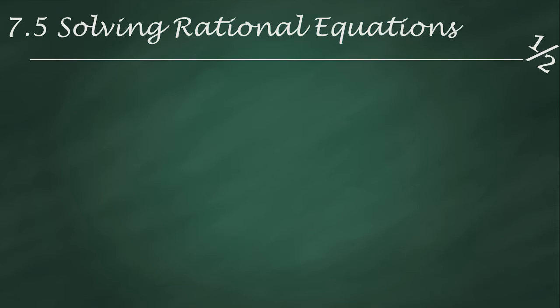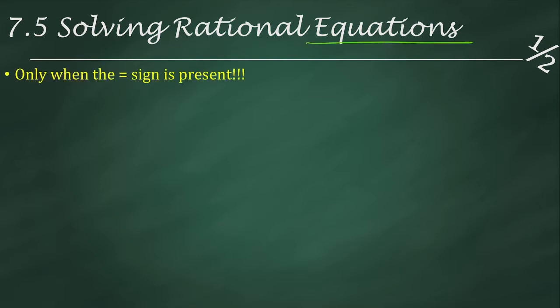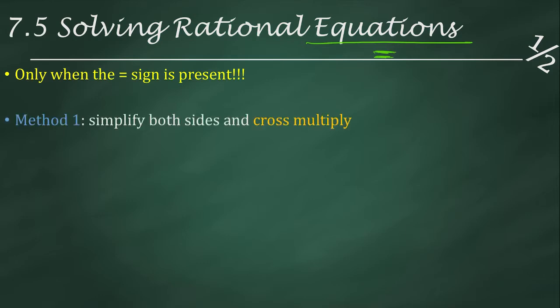All right, to solve rational equations, there are two methods. Both are only used when the equal sign is present. These are equations now, not expressions. Equations means equal signs. The first method is to simplify both sides. That's doing your adding, expressions, multiplying, getting it together, and then cross multiplying.